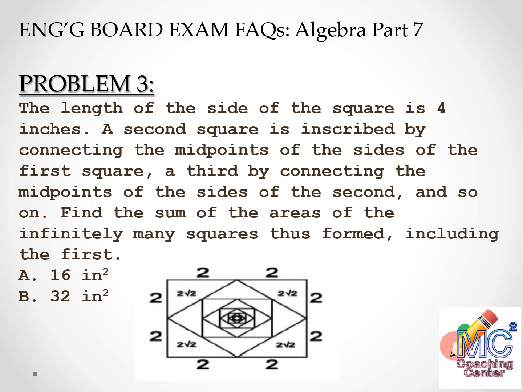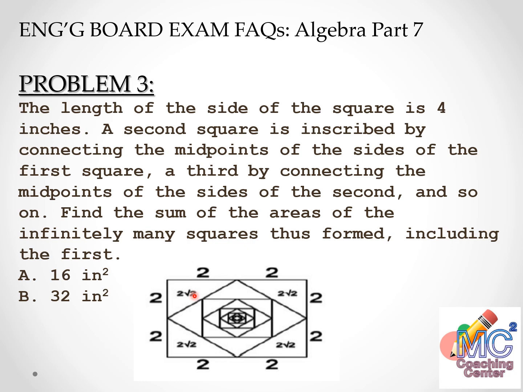So, sabi niya sa problem, the length of the side of the square is 4. Bakit 4? 2 plus 2. So, hinati ko lang po, 2 po ito, and then 2 lang po ito. So, ito 4 as a whole. As a whole, 4, 4, 4, 4. A second square is inscribed sa loob by connecting the midpoints. So, ito yung midpoints, then yan yung midpoints, ito yung midpoint. By connecting the midpoints of the first square. A third, connecting the midpoint pa rin. Ganun yun, and so on.